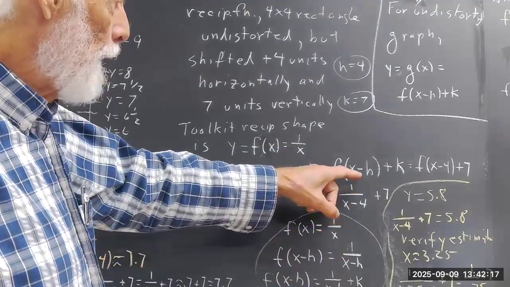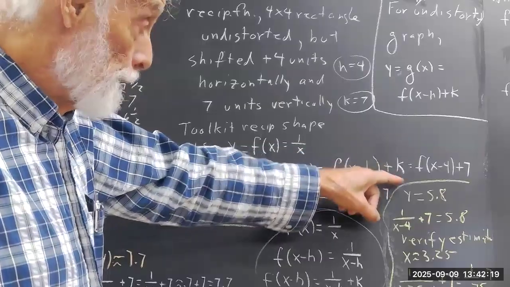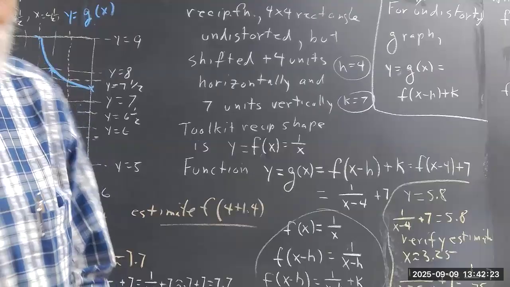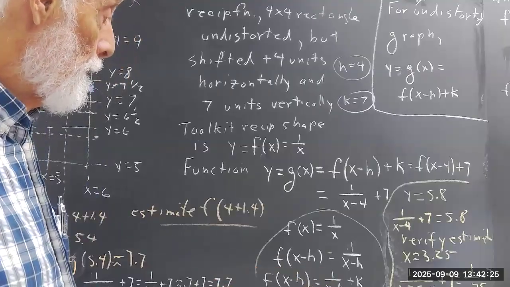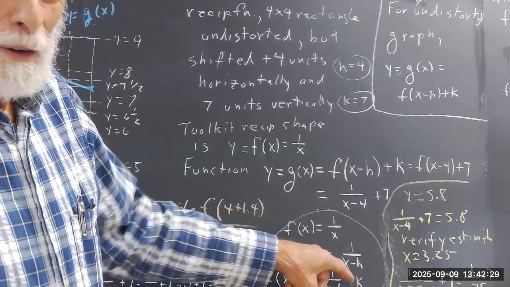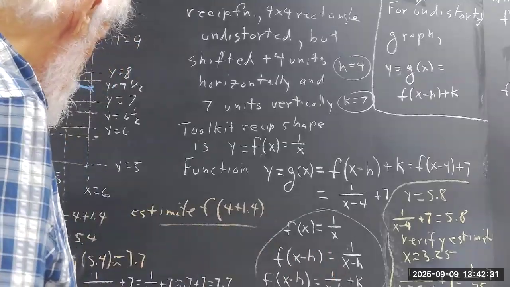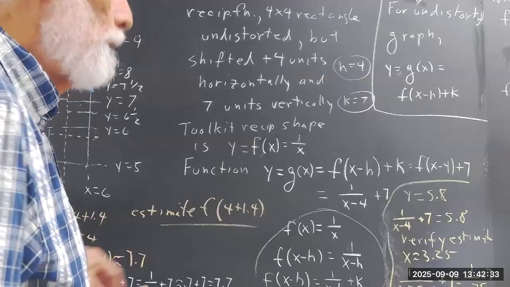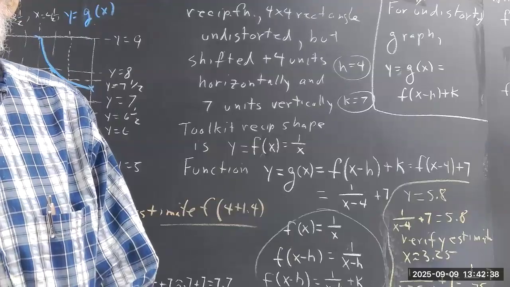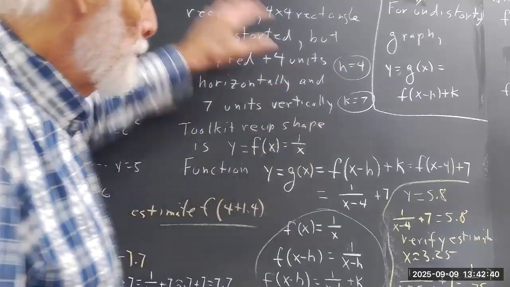And of course, then what you want is f of x minus h plus k. Well, it's easy to tack a plus k on it. It doesn't go down here. A 1 over x doesn't go here. Okay? It's literal, exact substitution. Okay? So let's see what we get.